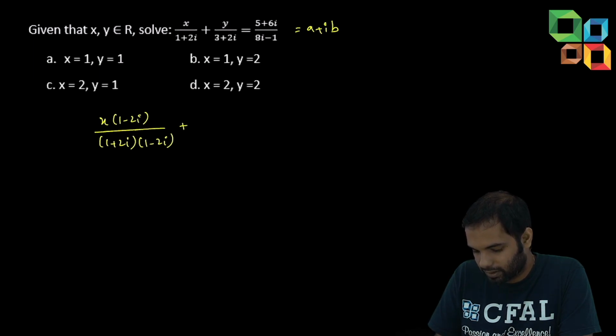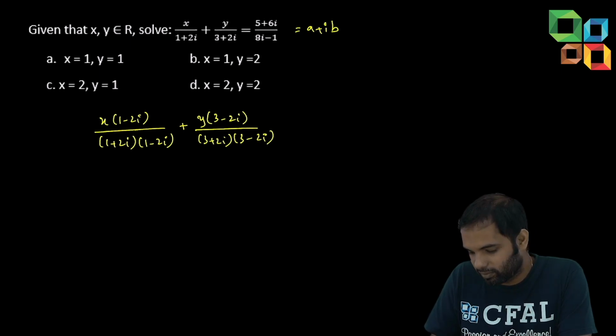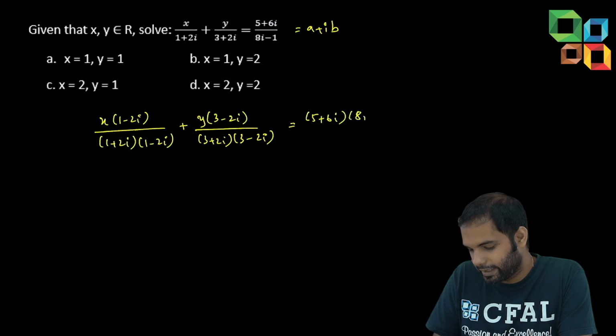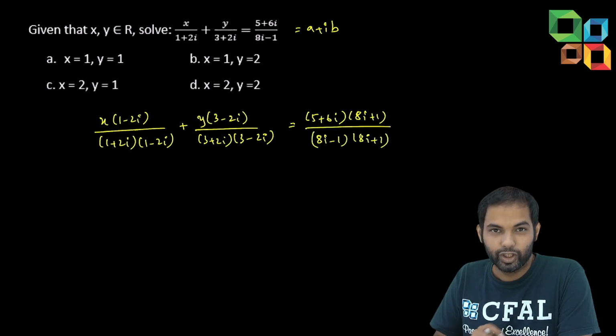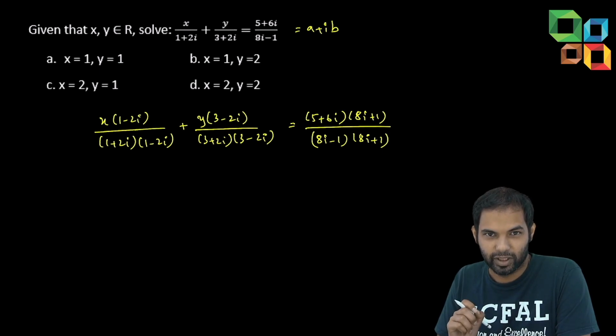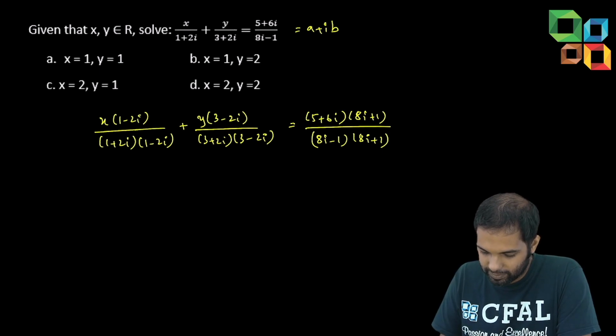Okay. Next part is y into 3 minus 2i. The denominator is 3 plus 2i. So again, you have to multiply by 3 minus 2i. The other side also, I'll try to multiply by the conjugate now itself. So it's (5 plus 6i) into (8i plus 1). The denominator is (8i minus 1) into (8i plus 1). Okay. So denominators now all have become real numbers. Okay. We are getting rid of the complex part.